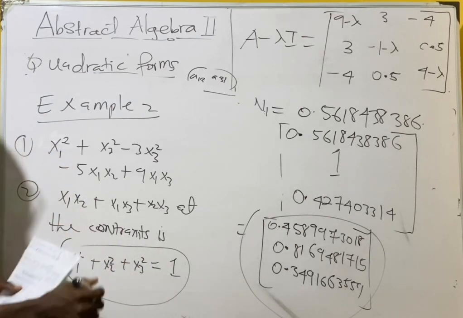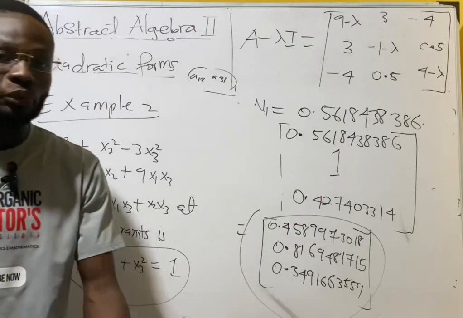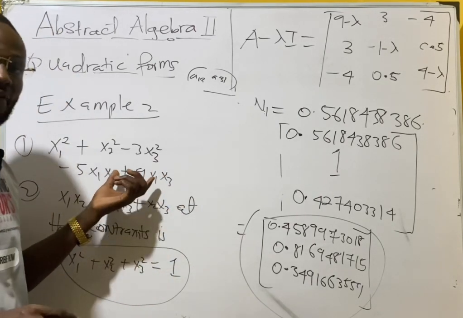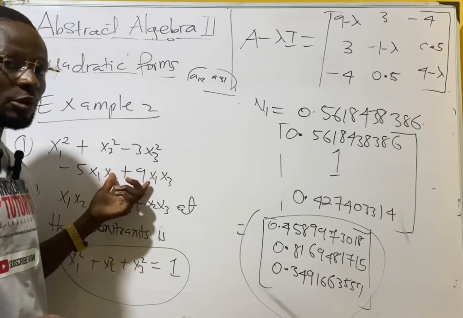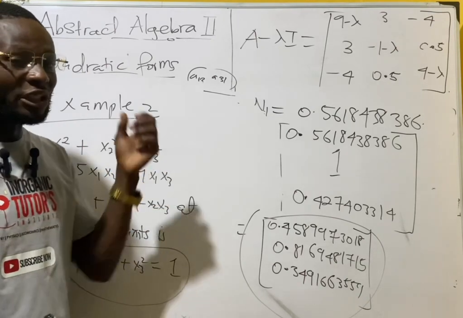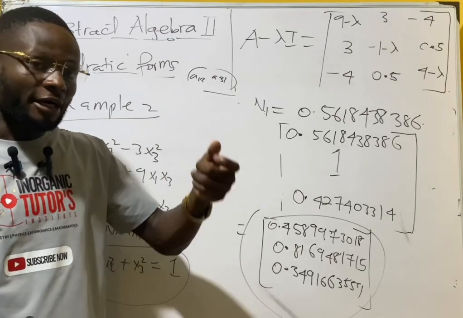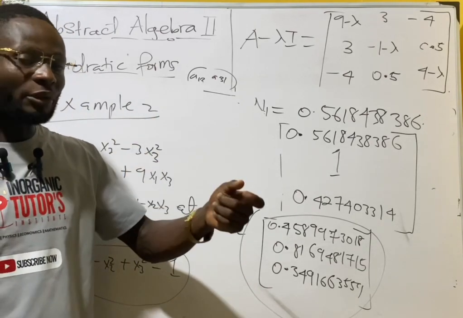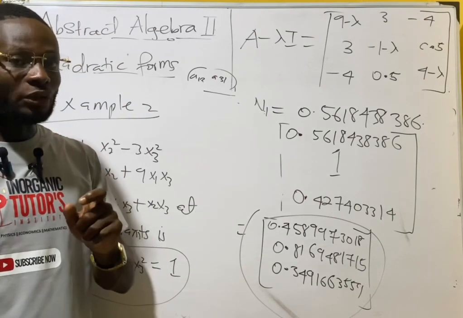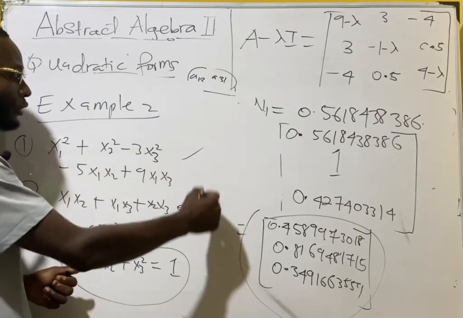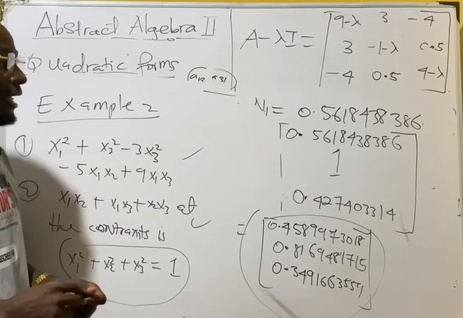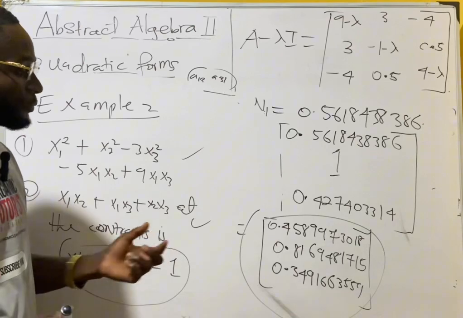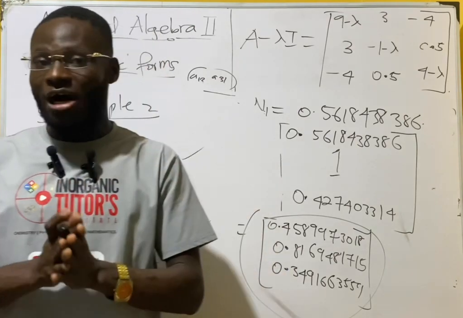This is the constraint. Okay, so I want you to deduce the matrix out of this and find the minimum and maximum values. Once you are done with that, normalize it and determine where the minimum value occurs and also where the maximum value occurs. Do it for this and also for this as well. Later on, we're going to solve both examples. So please, this is how the process goes.